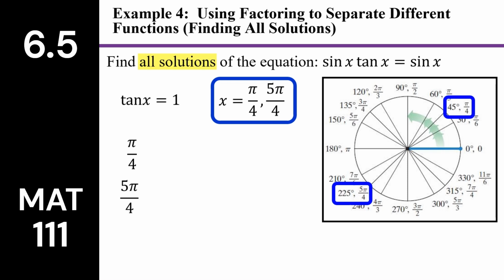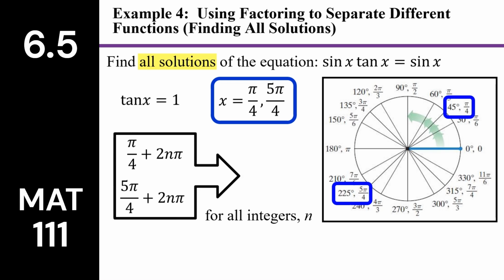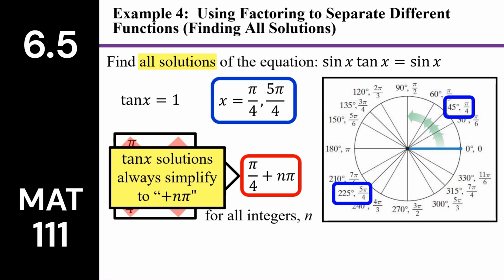For the tan x equals 1, we found these two solutions. So we'll start with those, and we can get a full family of solutions for each one by adding multiples of 2 pi by using the integer n. But again, these two can be simplified to one expression. We can start at pi over 4 and just add multiples of pi an infinite number of times. So that's our answer.